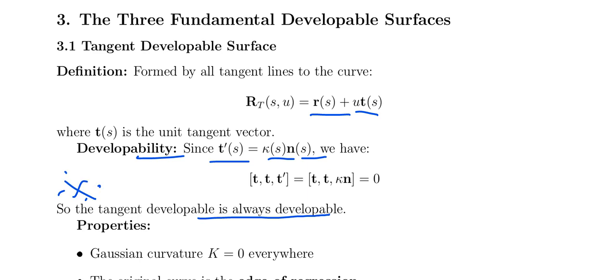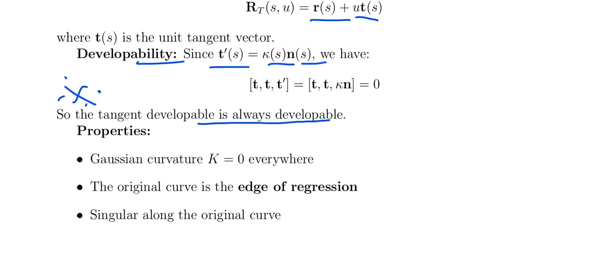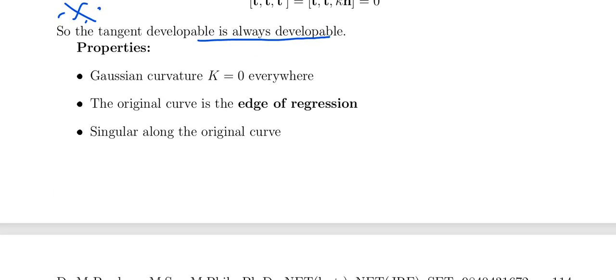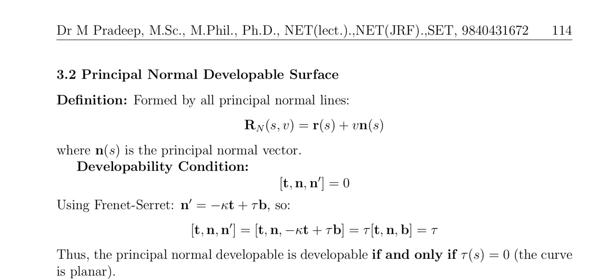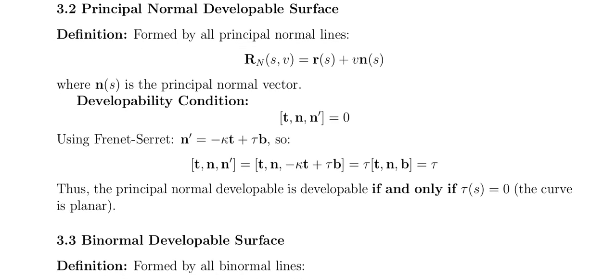And the Gaussian curvature, if you look at it, is equal to 0 everywhere. The original curve is the edge of regression, singular along the original curve. Principal normal developable surface means that, with respect to the principal normal n, it is r(s, v) = r(s) + v n(s).